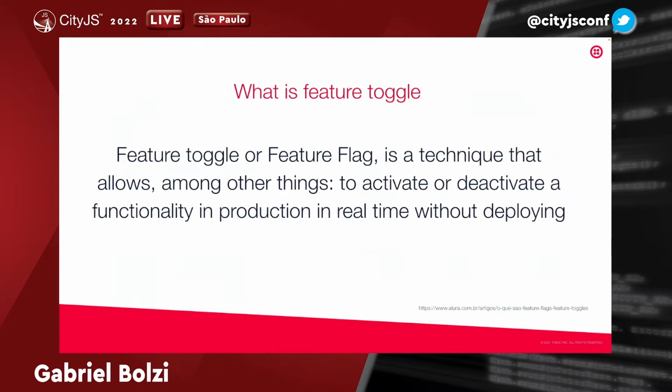Okay, what is feature toggle? Feature toggle, or feature flag, is a technique that allows, among others, to activate or deactivate functionality in production in real time without deploying. What that means basically is that you are capable of doing changes on the front end, just basically changing a flag. So let's say I have a feature, you don't have one. A nice example of that is Instagram.